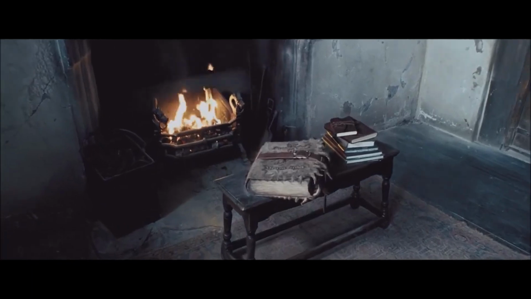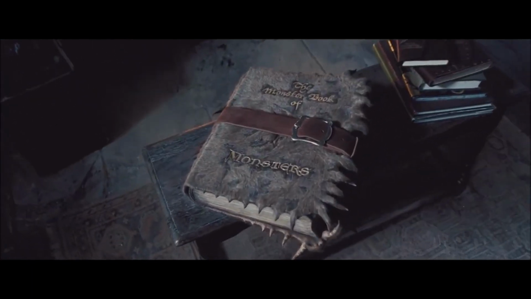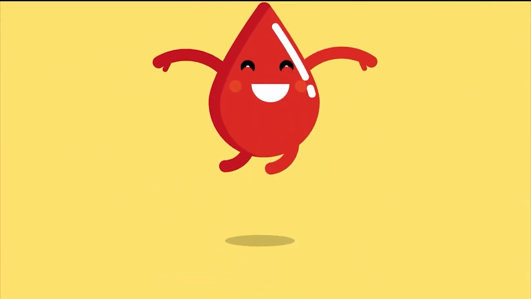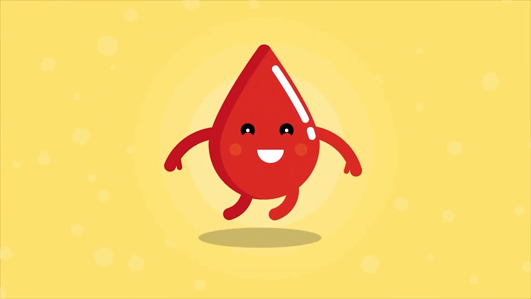According to your school books, there are 4 distinct blood types: A, B, AB, and O. But here is a brief TED Talk that will give you a reminder of the subject.